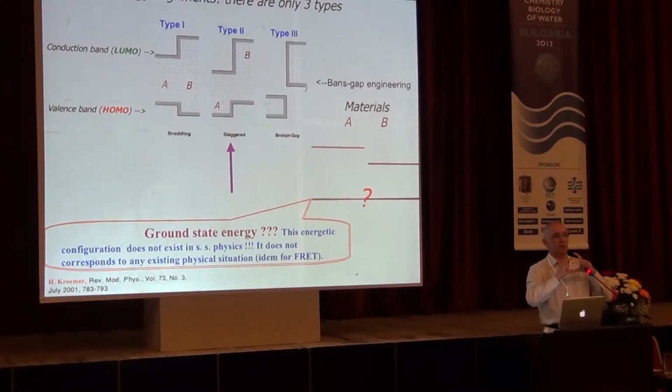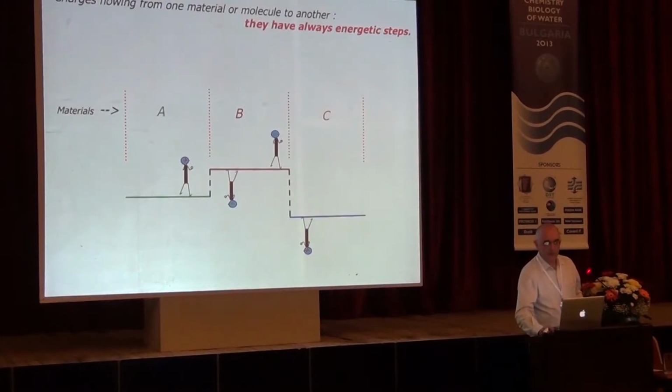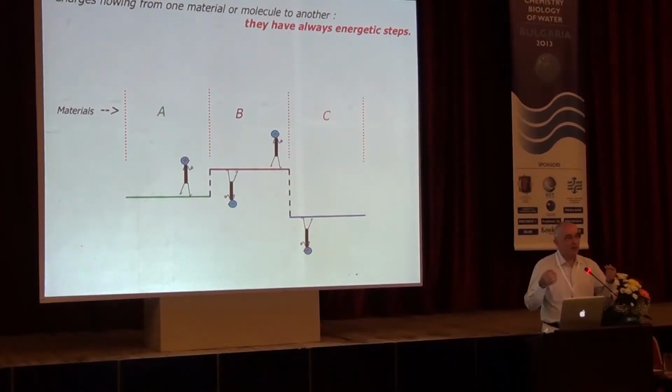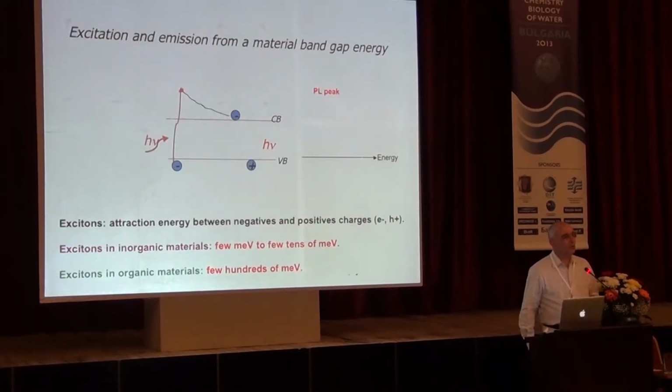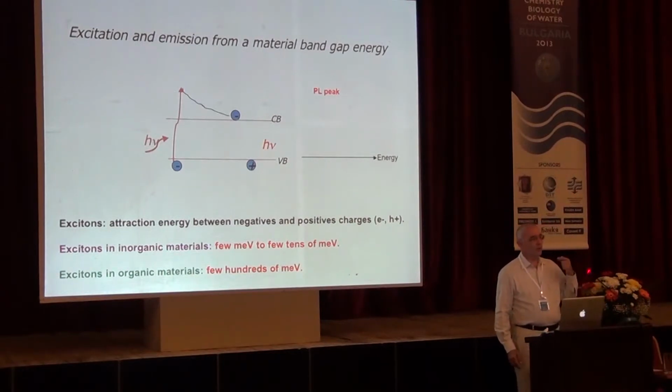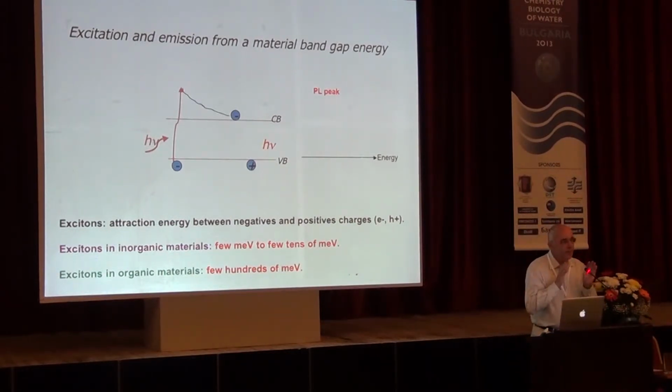Ground state energy. With this ground state energy, we cannot say that charges are moving this way, or we can separate charges. So when you have several materials, we always have barriers or not barriers for charge traveling from one material to the other. Because we're looking for a system that can separate charges. So this is what I'm doing here.